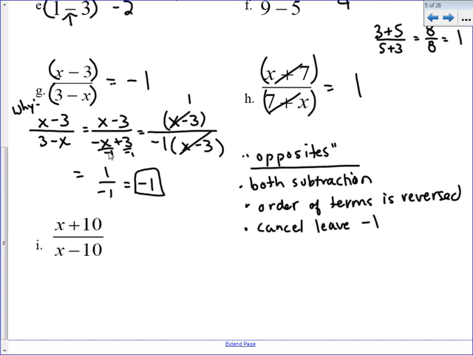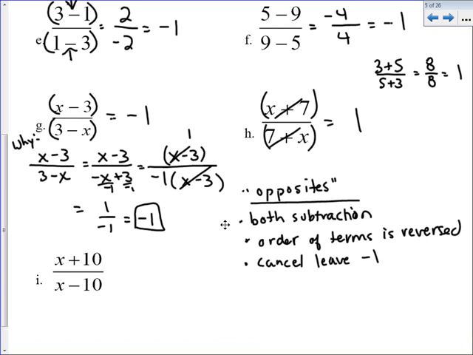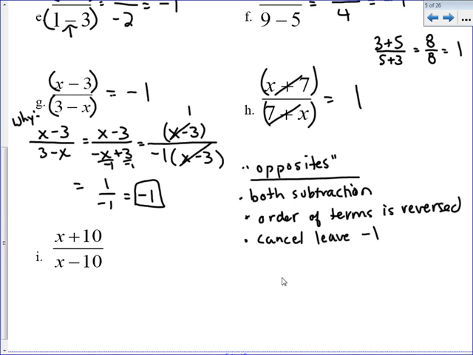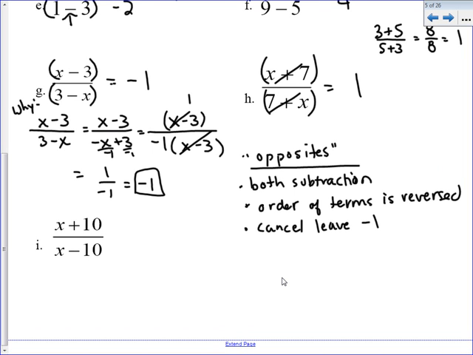Does this meet the criteria for G? Both subtraction, orders reversed? No. What's not true here? They're not both subtraction, not opposites. For opposites, both have to be subtraction. This one can't be simplified. First thing, to be able to simplify, they have to have the same sign. Both subtraction or both addition. If you have one of each, you have no chance. This one cannot be simplified.